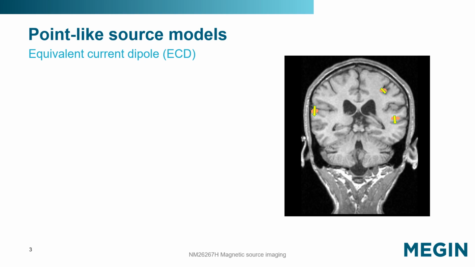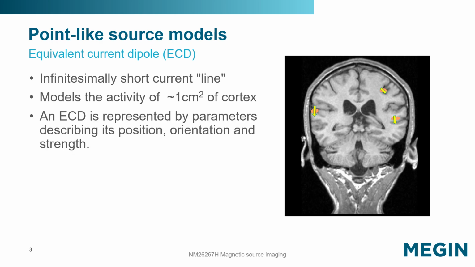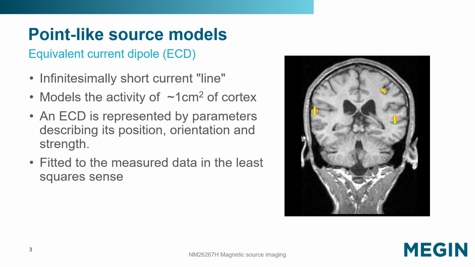An ECD is a mathematical abstraction and generates the same magnetic field as an infinitesimally short line current. It can be thought to represent the activation of about a 1 centimeter squared patch of cortex. An ECD is represented by parameters describing its position, orientation, and strength. The dipole parameters can be fitted to the measured data in a least squares sense.